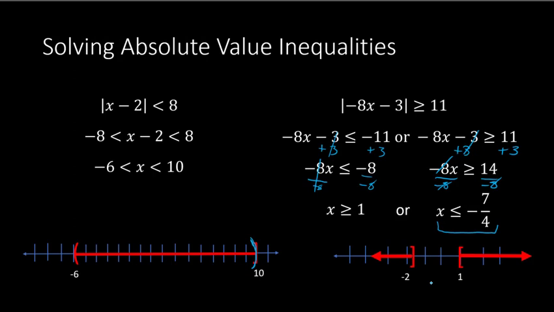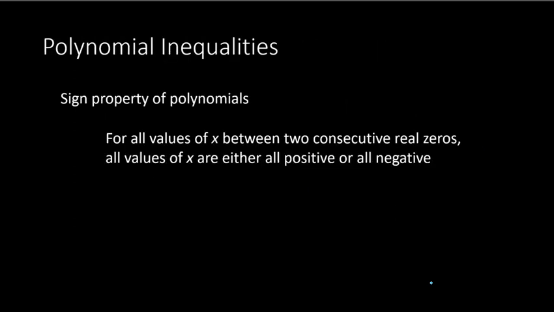So we've learned how to solve absolute value inequalities. Now we're going to work with how to solve polynomial inequalities. All right, so we have a property called the sign property of polynomials. And this says that for all values of x between two consecutive real zeros, all values of x are either all positive or all negative.